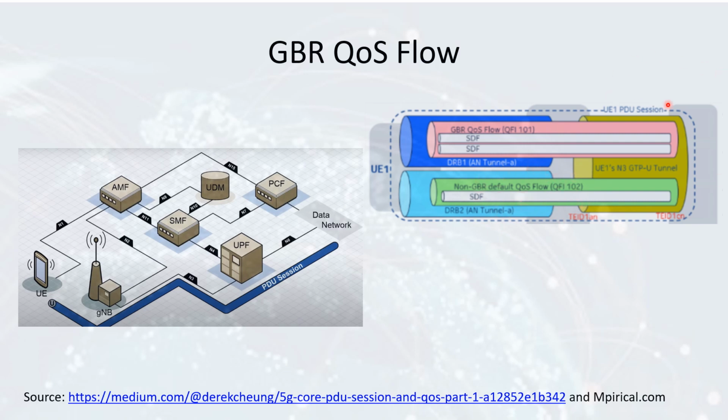Now the application function will request a guaranteed bitrate QoS flow from the PCF. The application function will be outside the core network and connected onto the NEF interface, the network exposure function interface. So it will trigger the PCF.